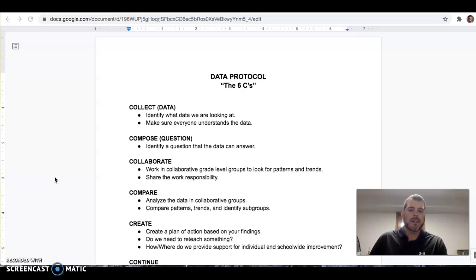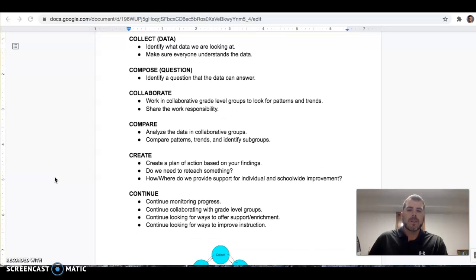Next, we're going to compare. We're going to analyze the data in collaborative groups. We're going to compare patterns, trends, and identify subgroups. Then we're going to create. We're going to create a plan of action based on our findings.